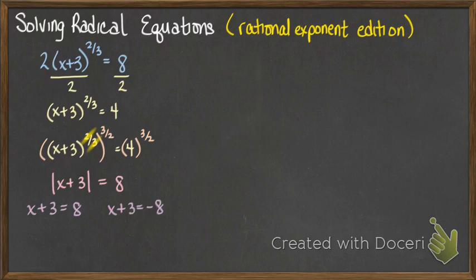Splitting that up, x plus 3 is 8, or x plus 3 equals -8. Okay, x equals 5, or x equals -11.